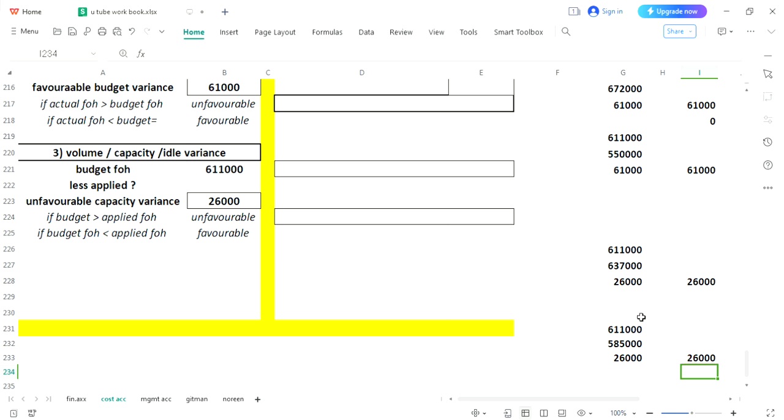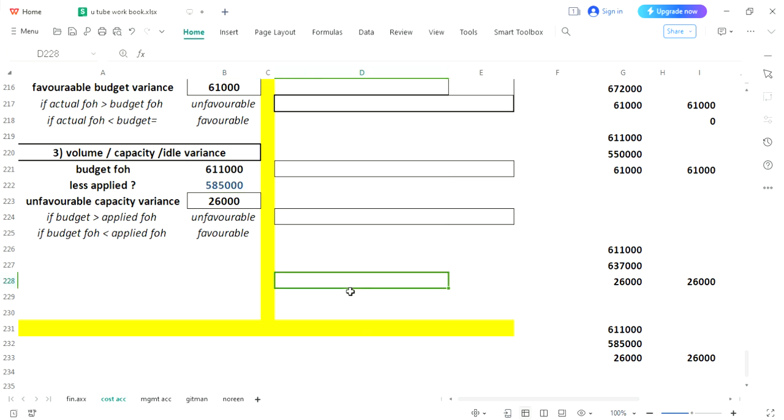Now from these two options you will have to choose one, and for that you are focusing upon this conclusion: it should be unfavorable. Budget should be more, that means applied should be less. And in this case, applied is less. So what you will do, you will subtract. The policy of subtraction will be chosen, 611 minus 26,000. Now you can see you have made it unfavorable. How? Budget is more than applied. So the required amount is 585,000.